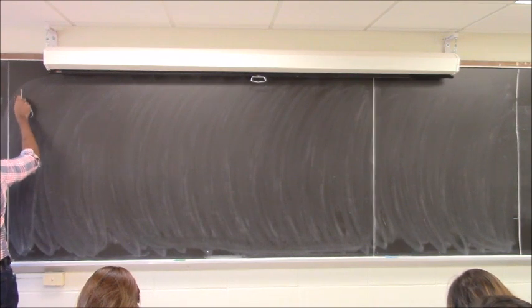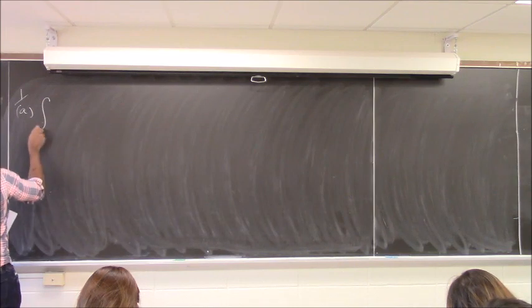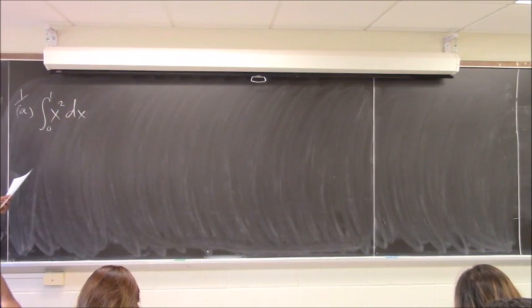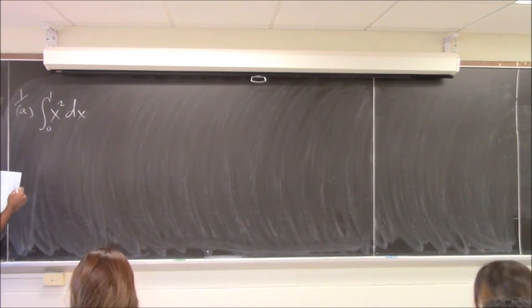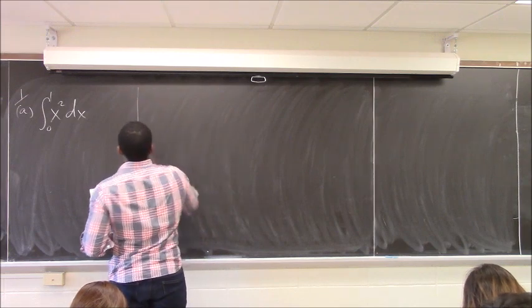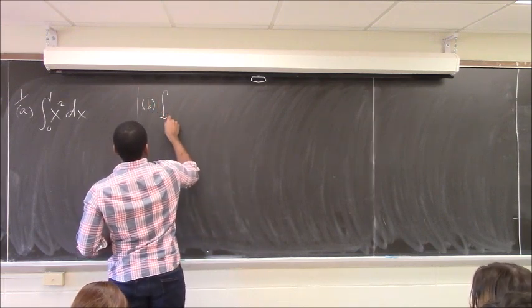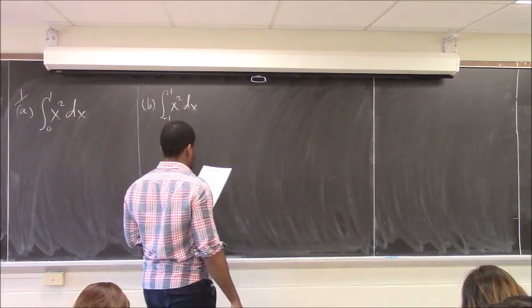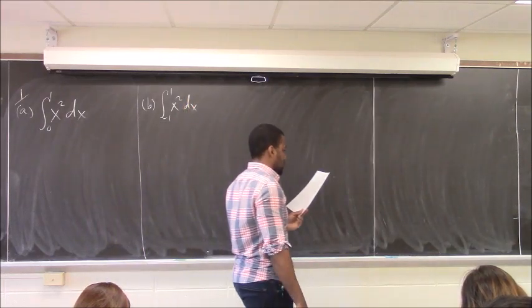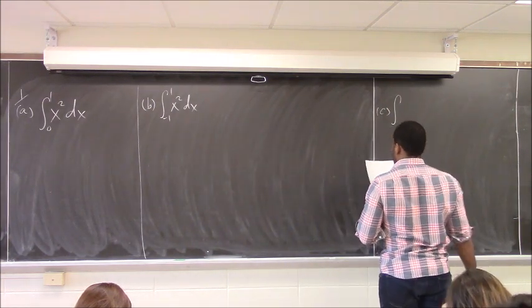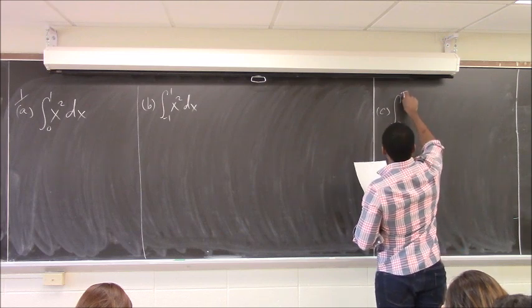So A. It's example 1, part A. We're to compute this guy. Example 1, part B. Supposed to compute this guy. C. I want to compute this guy.